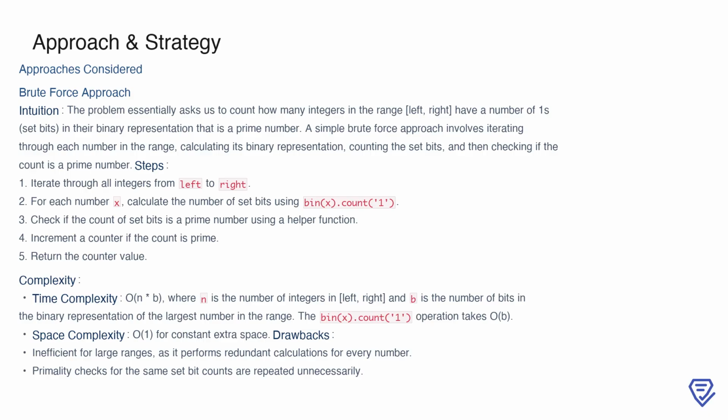For instance, if we find that a number has 3 set bits, we check if 3 is prime. If it is, we increment our counter. While this approach is simple to implement, it has some limitations.